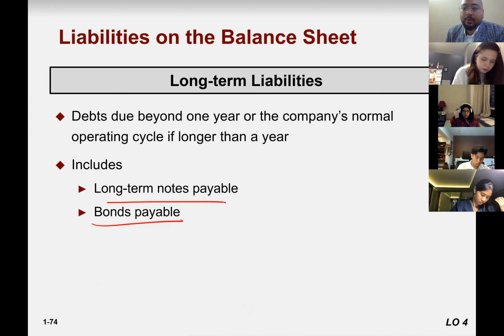Bonds payable, you ask for a loan from the public and you say that we will be paying you interest during the year, and after some time we will be paying you your principal after 5 years or 10 years, whatsoever.